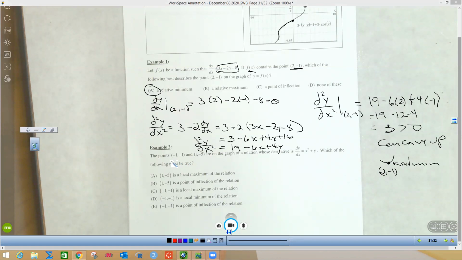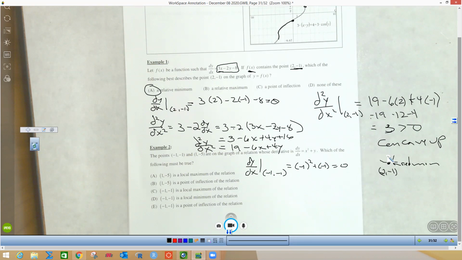Example 2 says the points (-1, -1) and (1, -5) are on the graph of a relation whose derivative equals this. Which of the following must be true? So what I want to do is plug those in to see what kind of points they are, because I'm not really sure. So I'm going to plug in (-1, -1) here. So I'm going to do dy/dx, plugging in (-1, -1) first. And when I plug that in, I get (-1) squared plus -1, which is 0. So that's a critical point.